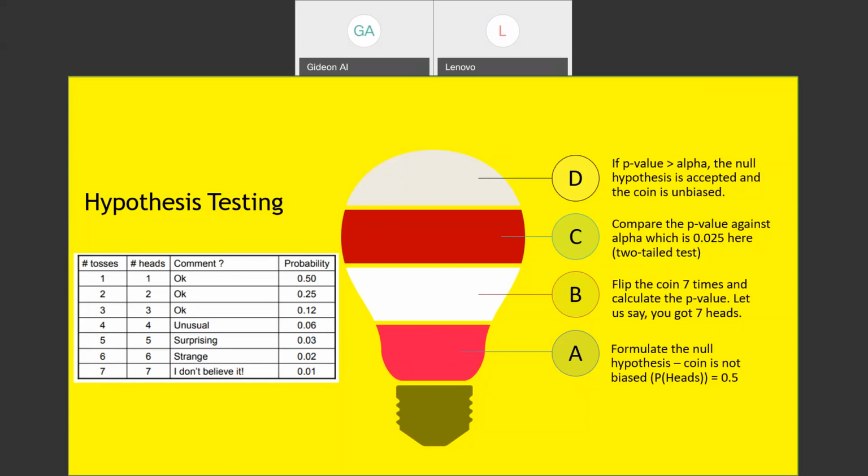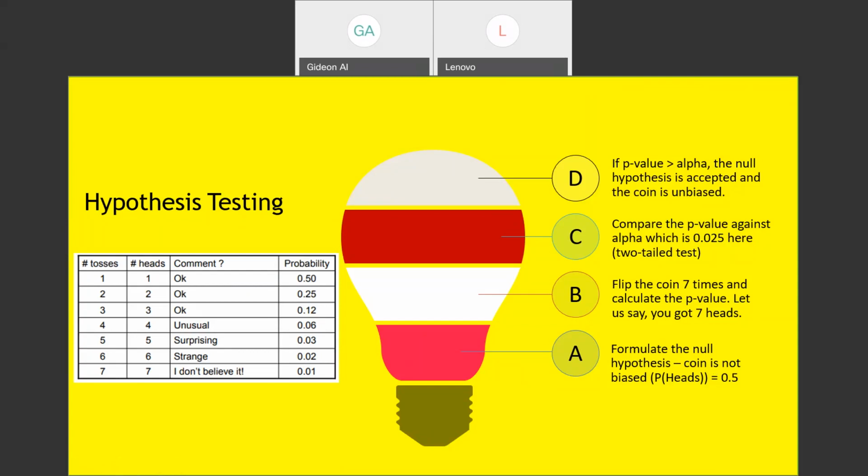That means there is only a 1% chance. If you throw the coin 7 times and you conduct this experiment 100 times, there is only a 1% chance that all 7 times you will end up seeing heads. So that's exactly what the second step is. You flip the coin 7 times, and you found the p-value.